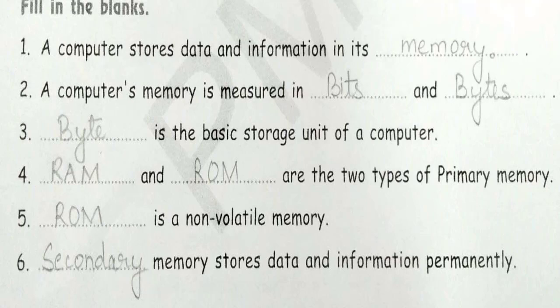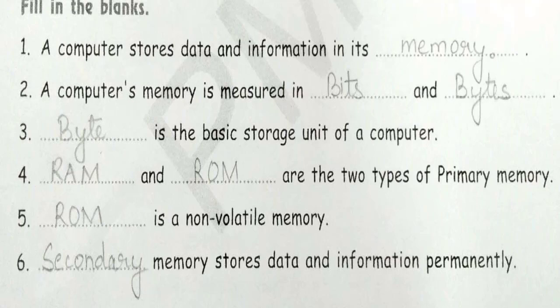The second statement is, a computer's memory is measured in dash and dash. As we have studied in this chapter, computer's memory is measured in bits and bytes. So, we will write bits and bytes here. The third statement is, dash is the basic storage unit of a computer. As we have studied, the basic storage unit is byte, which consists of 8 bits, that is the sequence of zeros and ones. So, we will write byte in the third blank.